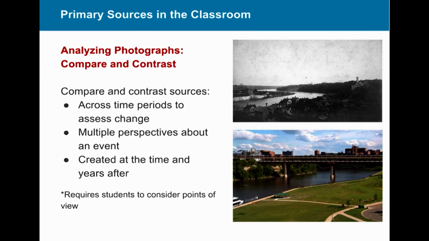Compare and contrast is another good activity. You can compare across time periods, you can compare multiple perspectives, or compare photographs that are created at the time and years after. So the photographs you see here on the screen are both taken of the same location, an area of Minneapolis that was once called Bohemian Flats and was home to many immigrants to the Twin Cities. And as you can see below, in the current day photograph, it's now a grassy field. And this requires students to consider different points of view.